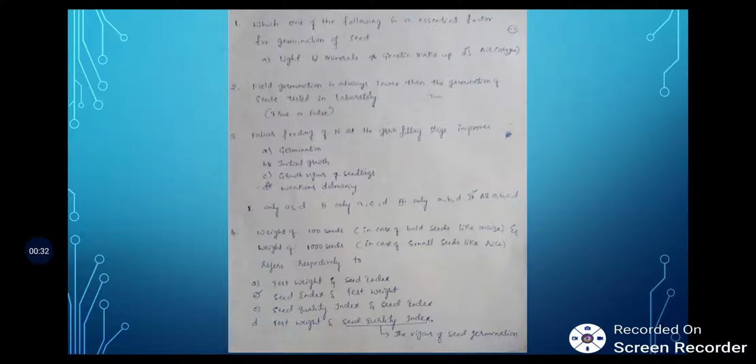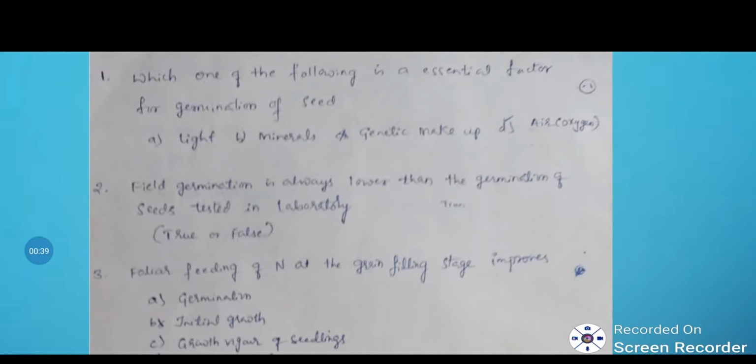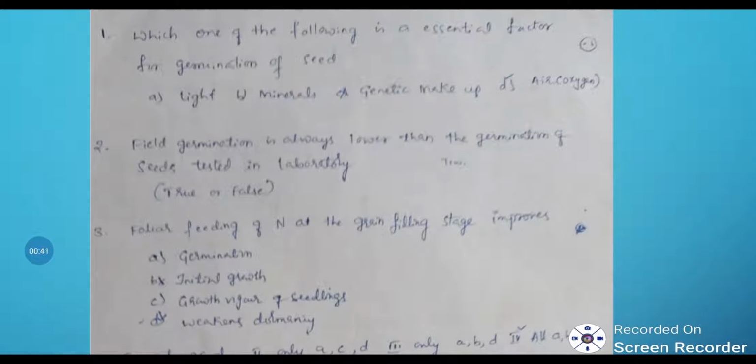So, the first question is, which one of the following is an essential factor for germination of a seed? Four options are given here: light, minerals, genetic makeup, and air, that is oxygen. For your convenience, I am reading all the options so that you just listen to the question and you tick or write down the answer. After that, you can see what the exact answer is. And to the first question, the answer is air or oxygen.